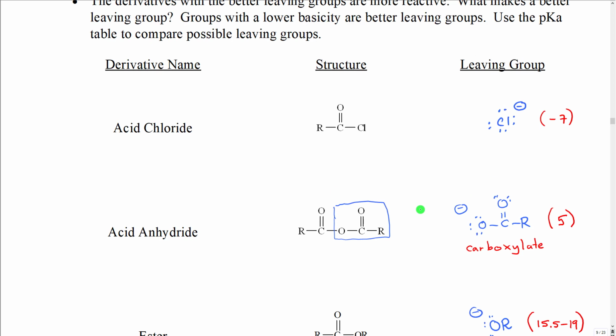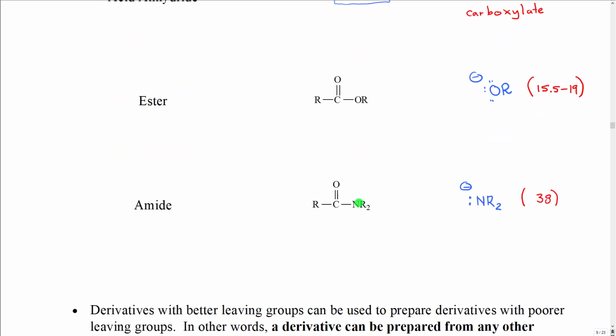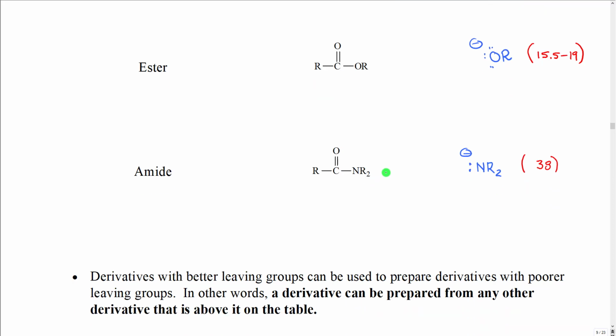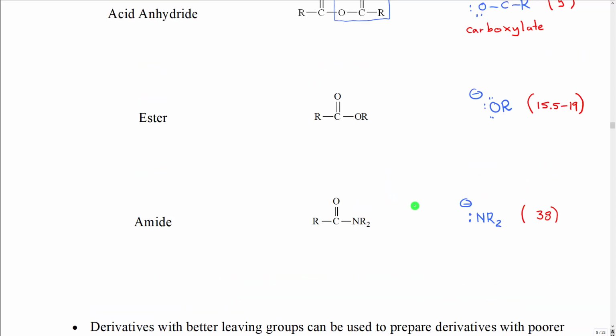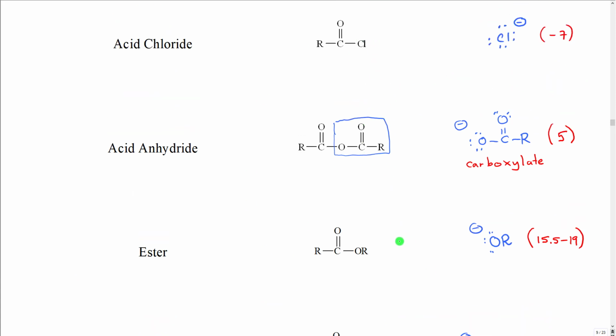So therefore, we can see that we go from really strong leaving group, very unstable, down to very weak leaving group, very stable. And in fact, what we can do is we can make anything down lower on this table from something above it. So if I wanted to make an ester, I could start with an acid chloride, put in OR minus and replace the chloride because chloride's a better leaving group than OR minus. I could start with an acid anhydride, put in OR minus and replace the carboxylate because carboxylate is a better leaving group than OR minus.